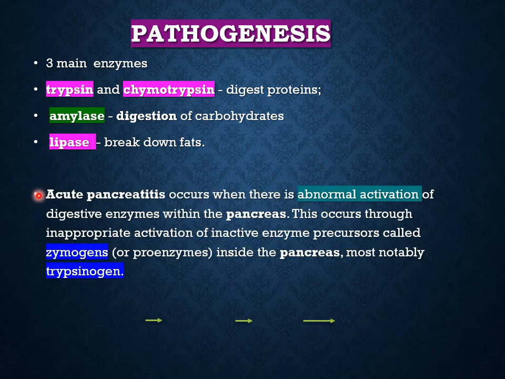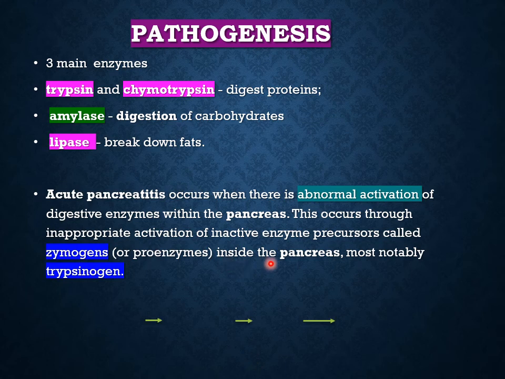Acute inflammation occurs when there is an abnormal activation of digestive enzymes. The word is abnormal. Abnormal activation of digestive enzymes within the pancreas. This occurs because of the inappropriate activation of the precursors of these enzymes, which are inactive, and these are known as zymogens or proenzymes. So these zymogens or proenzymes are the precursors of the active enzymes. These precursors are activated, and this in turn activates the enzymes to their active form.